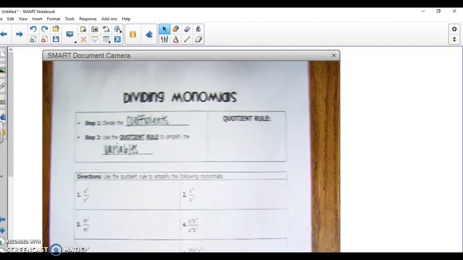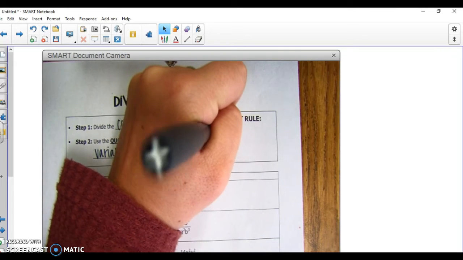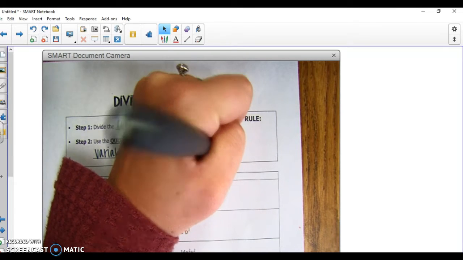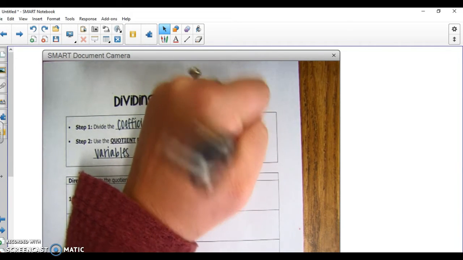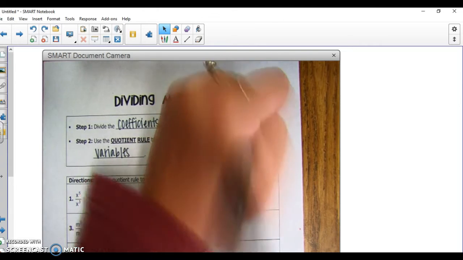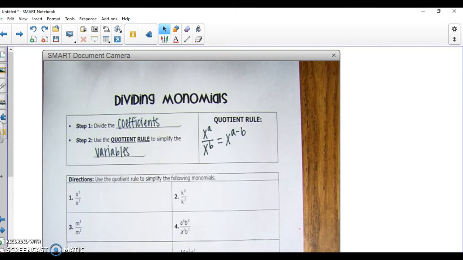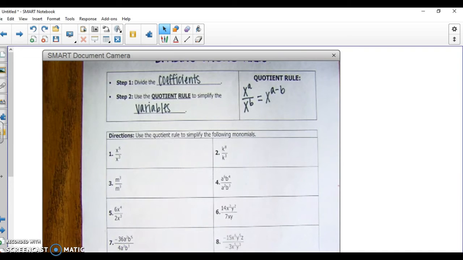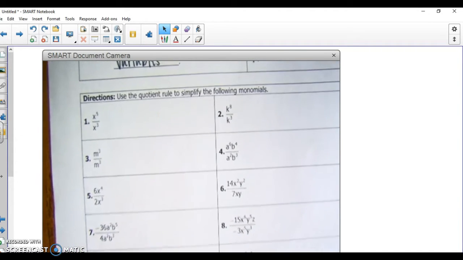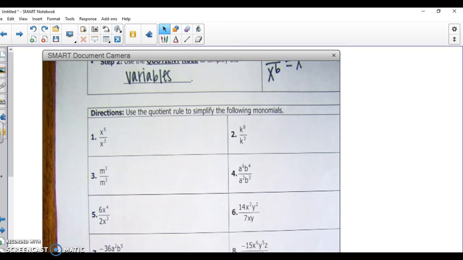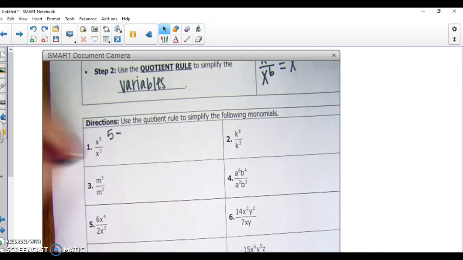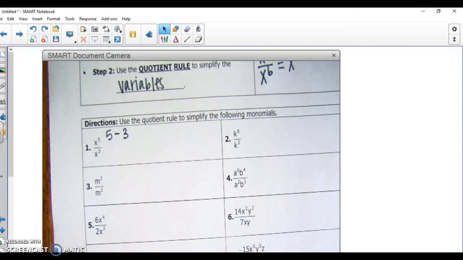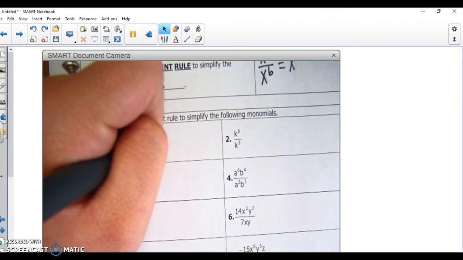So our quotient rule looks like this: we have x to some power divided by x to another power. All we're going to do is subtract our exponents. So if I had something like number 1, where I have x to the 5th divided by x cubed, I'm going to take my exponents. I have a 5 and I have a 3. So I'm just going to subtract them, and my answer would just be x squared.